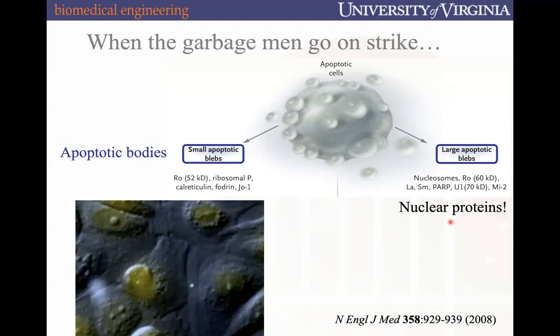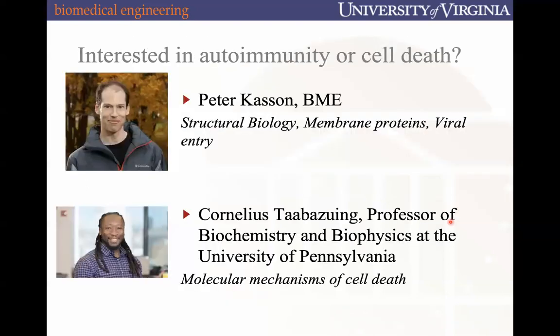So in terms of research, if you're interested in this, Peter Casson is a professor in BME who does a lot with structural biology and membrane proteins. And Cornelius is a new professor at UPenn who studies molecular mechanisms of cell death and is doing really cool work if you want to look into what he does.